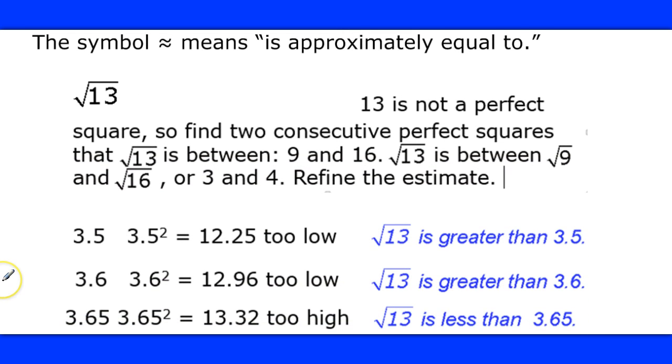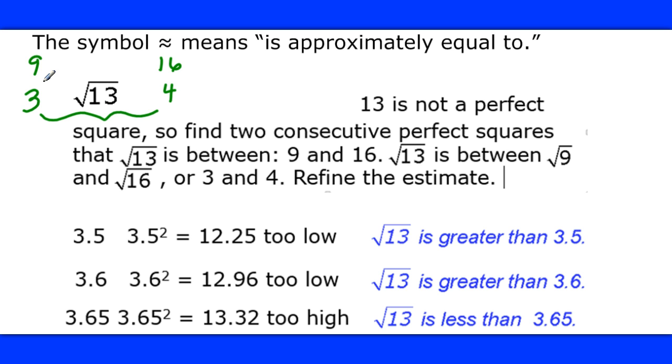So, for instance, the square root of 13, there isn't one. So we know that the square root of 13 is somewhere between the perfect squares. So 13 is somewhere between the perfect squares 9 and 16. And the square root of 9 is 3, and the square root of 16 is 4. So that means the square root of 13 is somewhere in between here. So you can kind of look at it and say, okay, is 13 closer to 16 or closer to 9? It's pretty much in the middle there.